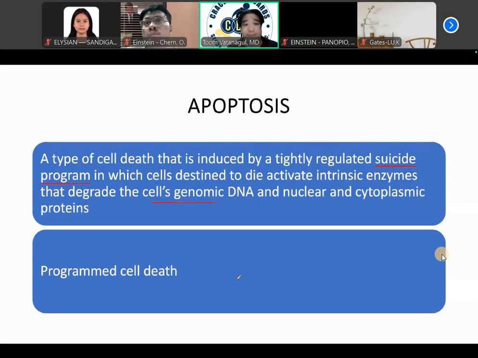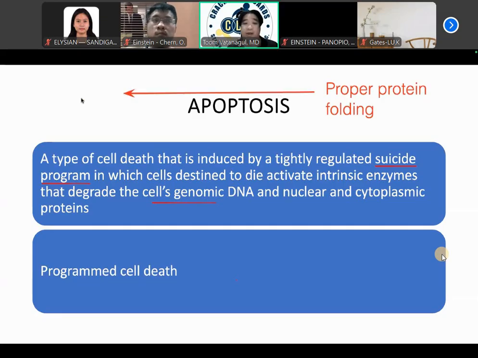Now, I would like to mention that in the process of apoptosis, there has to be proper protein folding. My question is this: what is responsible for the proper folding of proteins? We call them chaperones. The chaperones are responsible for the proper folding of proteins.